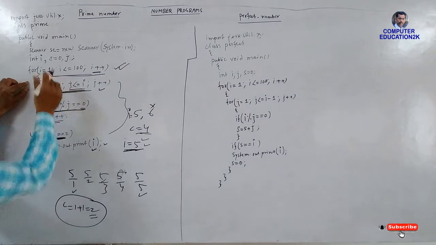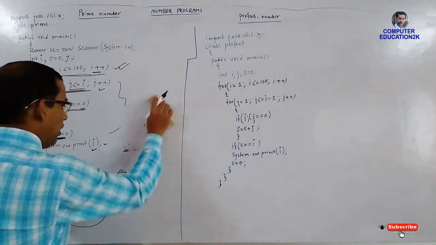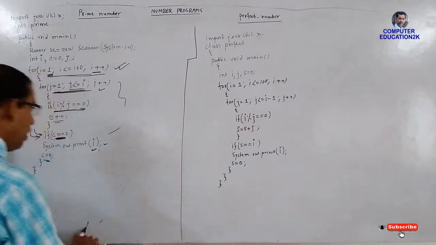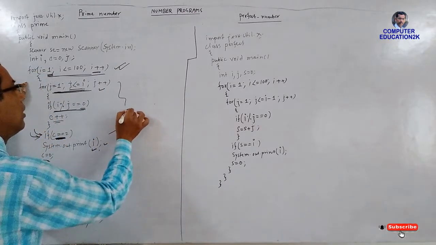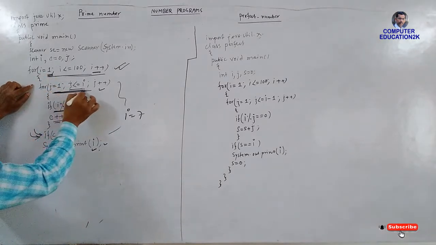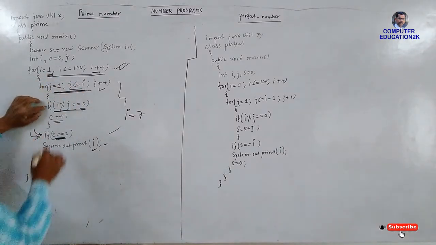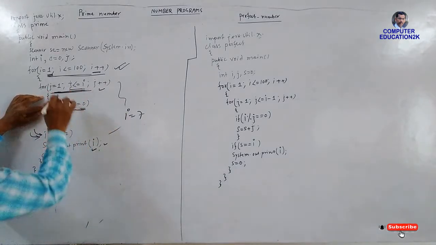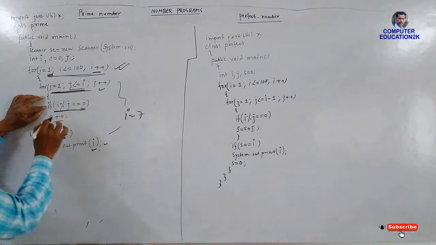Now the I will be 7 now. Now what's the value of I? Now the value of I will be 7. See here carefully. Okay. Now J will be again 1 to 7. Now see, I is 7. Again J will be 1 to 7. This loop will run 7 times.